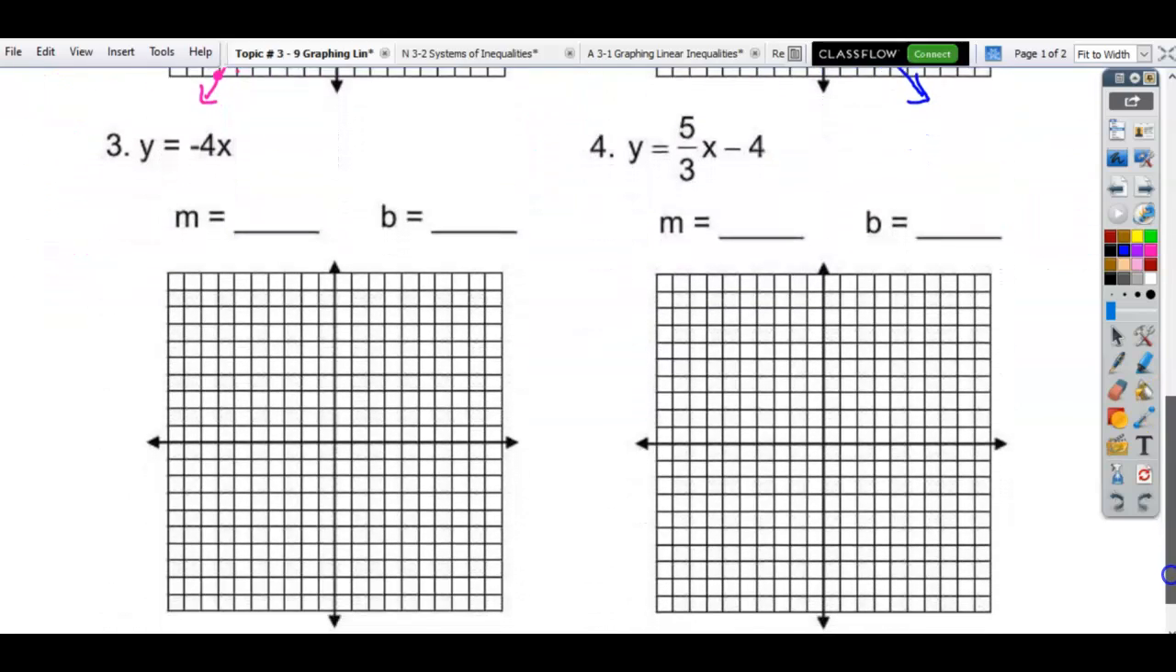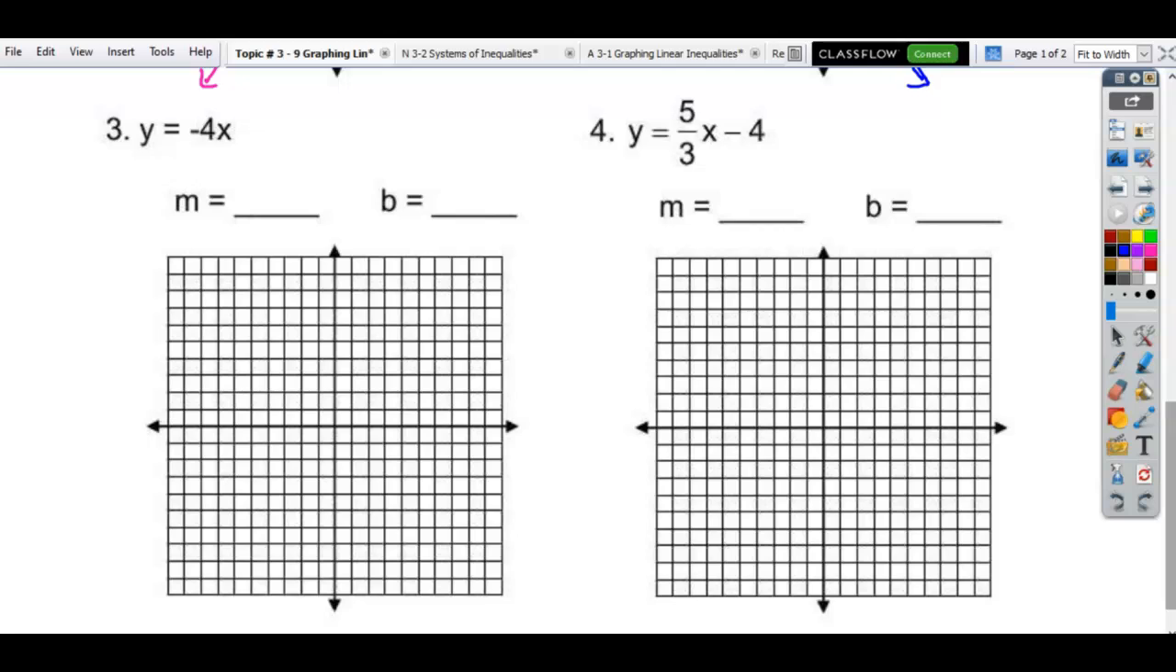Let's look at number 3 and number 4. Again, you're looking at y equals mx plus b. You want to be able to identify your m. My m is a negative 4. Since it's a whole number, I'm going to put it over 1. Remember, my slope is negative, so it's going to go in a downward motion. Since there's nothing there, my y-intercept is 0. That's 0, 0. That point is your origin. So I'm going to graph a point right at the origin.